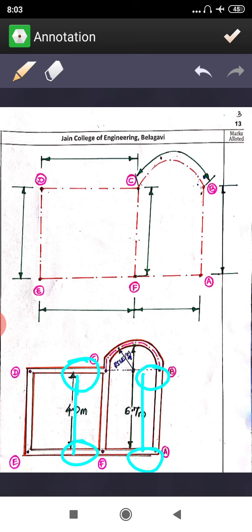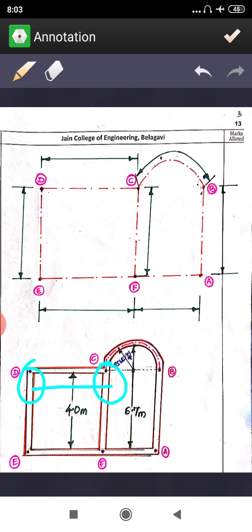So here half of wall thickness is 0.2 by 2, that is 0.1, and here it is 0.1. So altogether it is 4.2 meter. Similarly, if you see this side, that is CD and EF. The inner side is 5.5, half of the wall thickness from this side and half of the wall thickness from this side. So altogether we will be getting the CD.